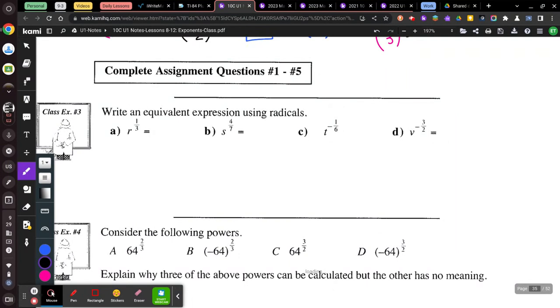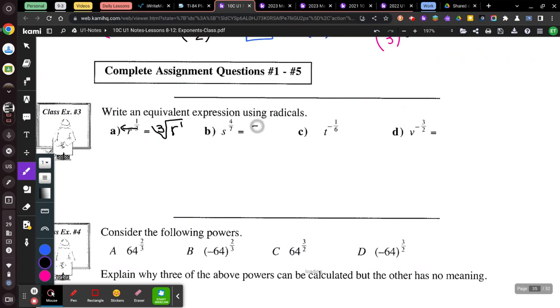So how am I going to convert that guy to a radical? What am I going to do? What's he going to look like? If it's a fraction, which number becomes the index? Top or bottom? Bottom. Good. So the bottom's going to slide over and become an index. So I'm going to have cube root r exponent 1. No, you don't have to show the 1, but that's what it's going to become.